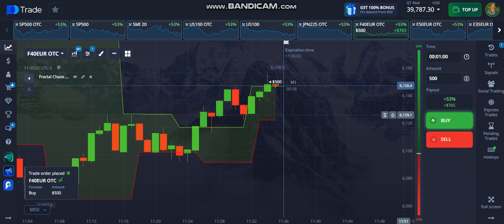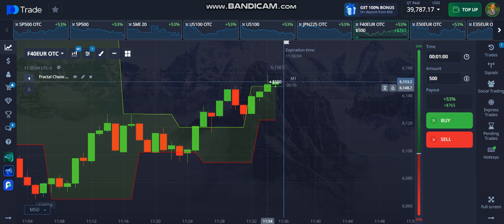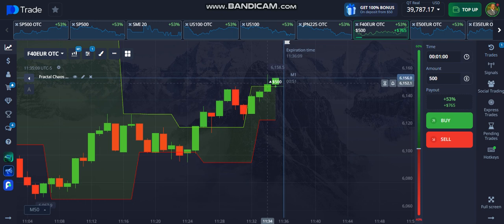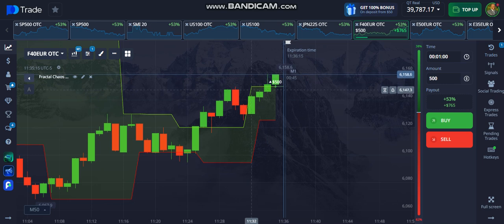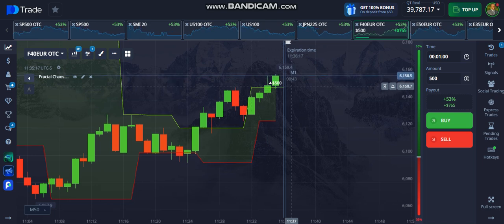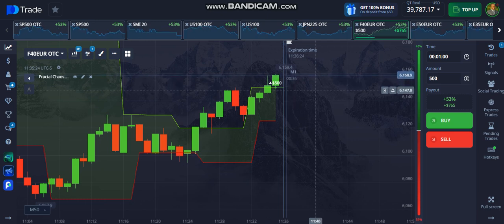Okay, so I went ahead and took a buy trade in the direction of the candle here, and that's what I'm doing. I'm waiting for the candle to close outside the upper band of the fractal chaos band. When it does that, it suggests that there's going to be a bullish movement toward the upside. So let's monitor this trade and wait for the expiry.